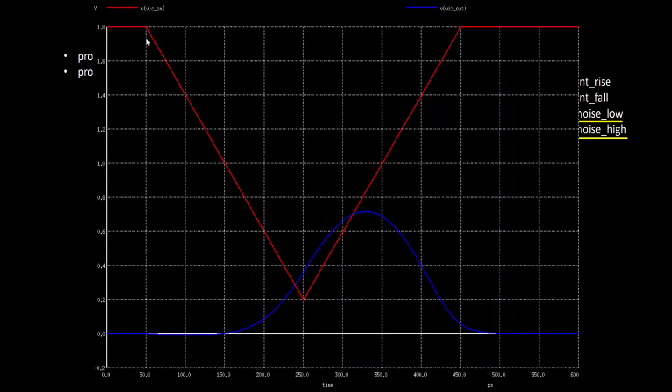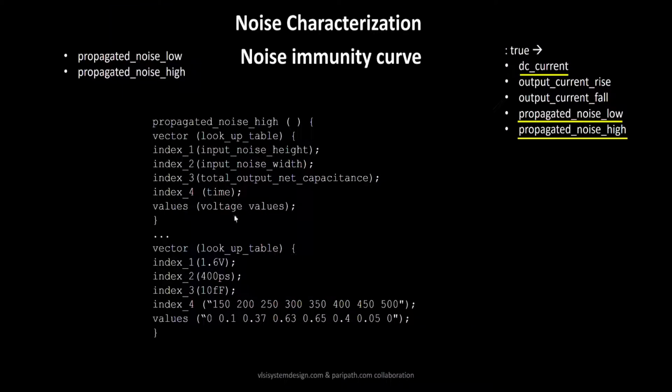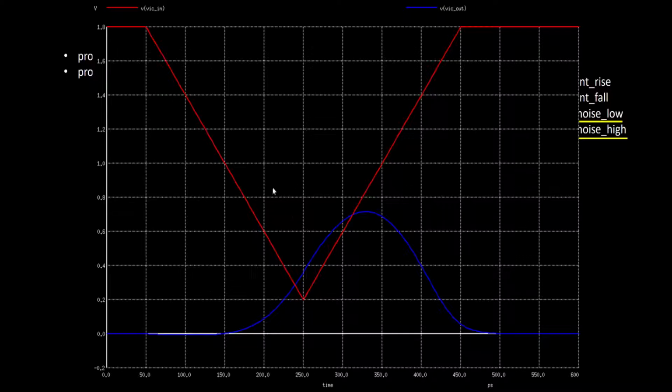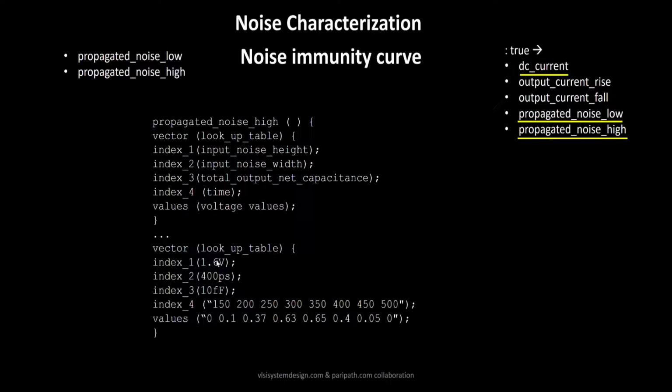So for example, in this particular case, your width is about 450 minus 50, which is 400 picosecond. Okay, so that is what is being mentioned over here. Your input noise height is 1.6 volts. So let's calculate that: it's 1.8 minus 0.2, which is 1.6 volts. Okay, so we have the value over here. Your output capacitance is 10 femtofarad, so we have characterized this for 10 femtofarad. Your index 4, which is the time units, will look something like this.